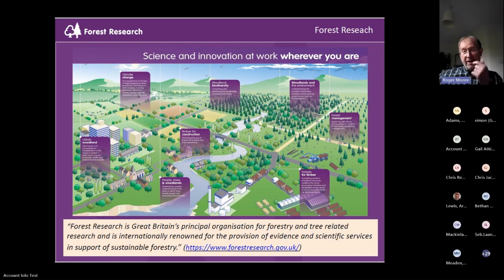And my remit isn't just Scotland, it's Scotland, England, Wales. A lot of the hylobius work that I do, as I'm based in Edinburgh, is in Scotland, but I've also done quite a bit of work in England and Wales as well. Next slide, please.